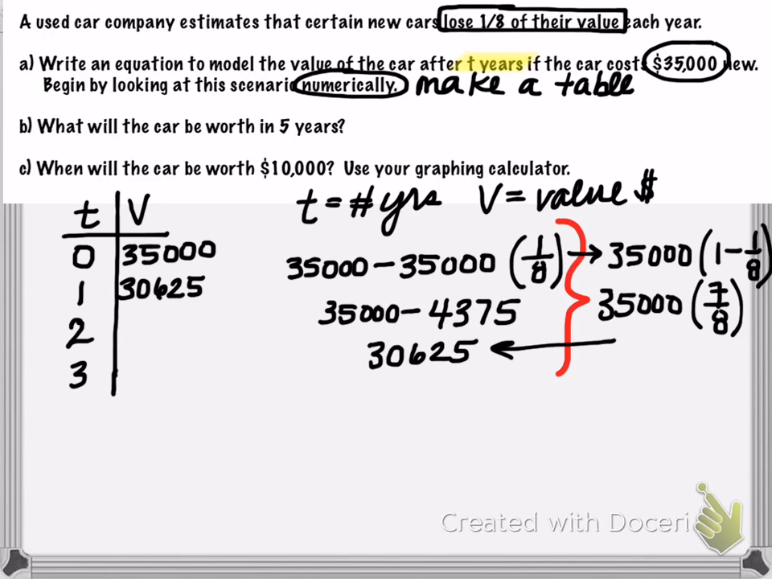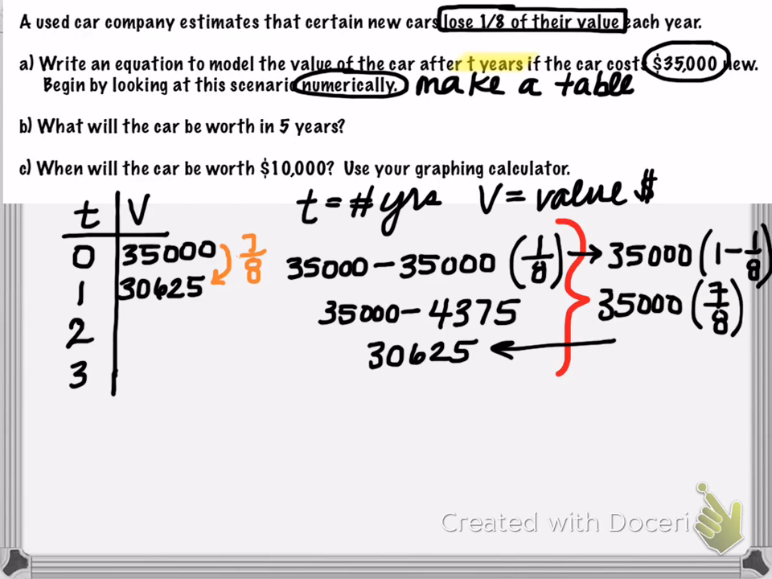So that's a little streamlined. That's going to be a little more efficient method. And it's also going to help us figure out what our multiplier is then over here. To go from 35,000 to 30,625, we need to multiply by 7/8.